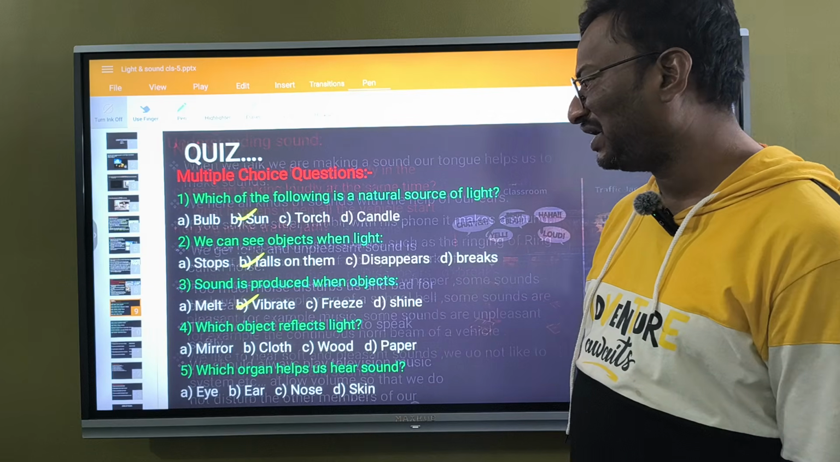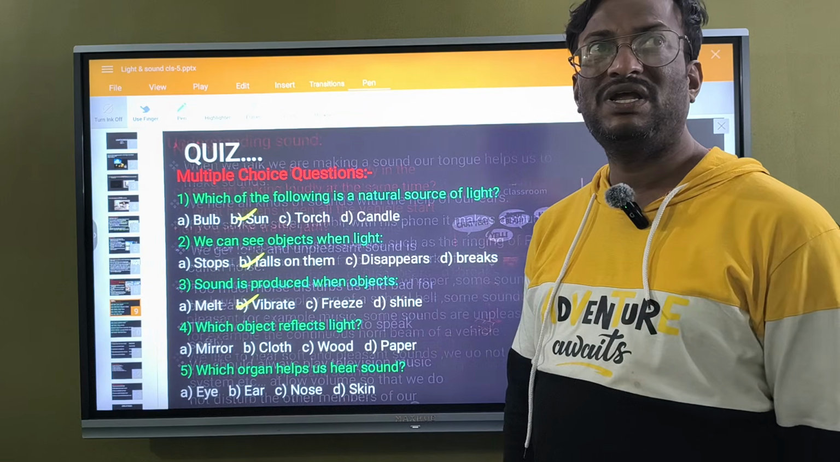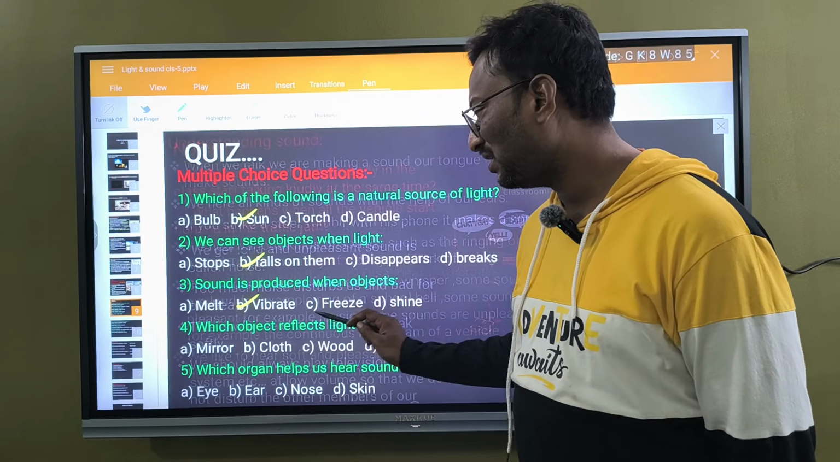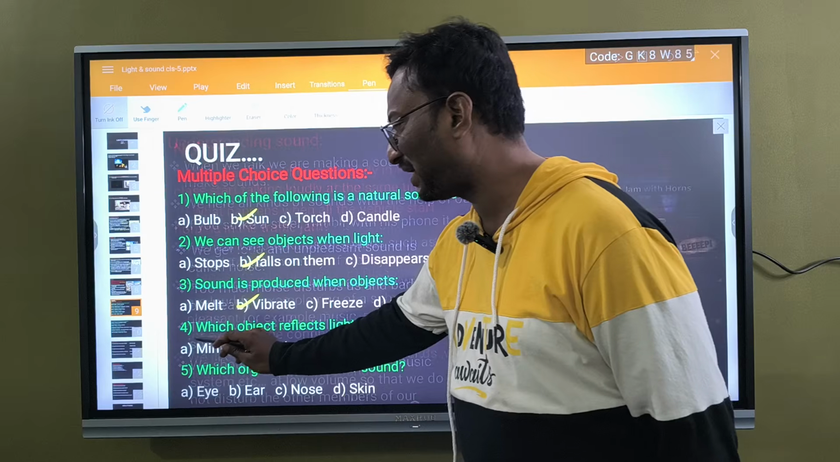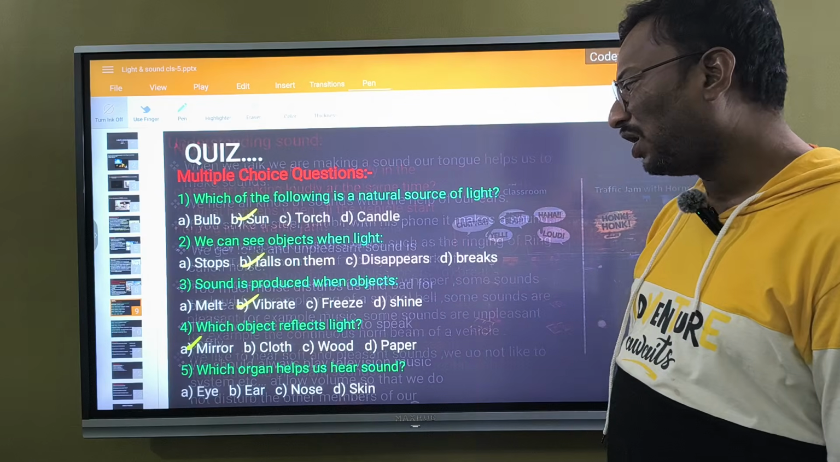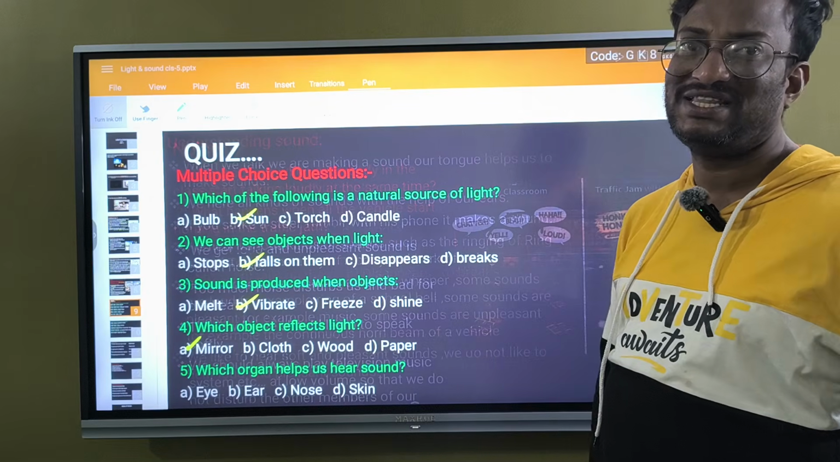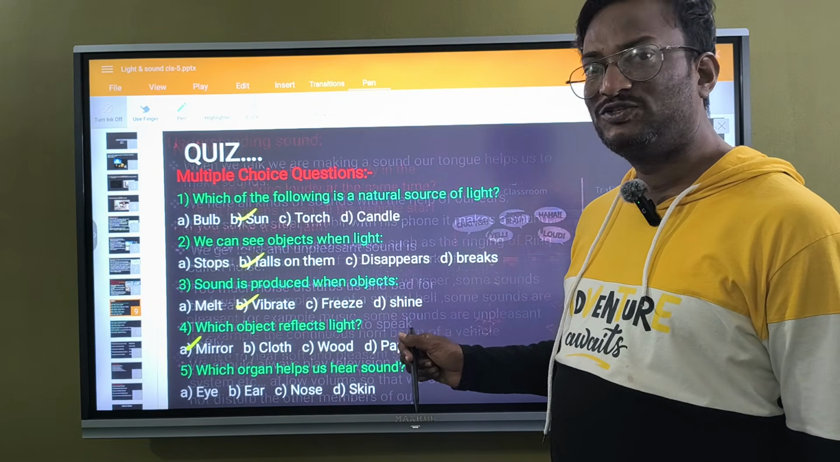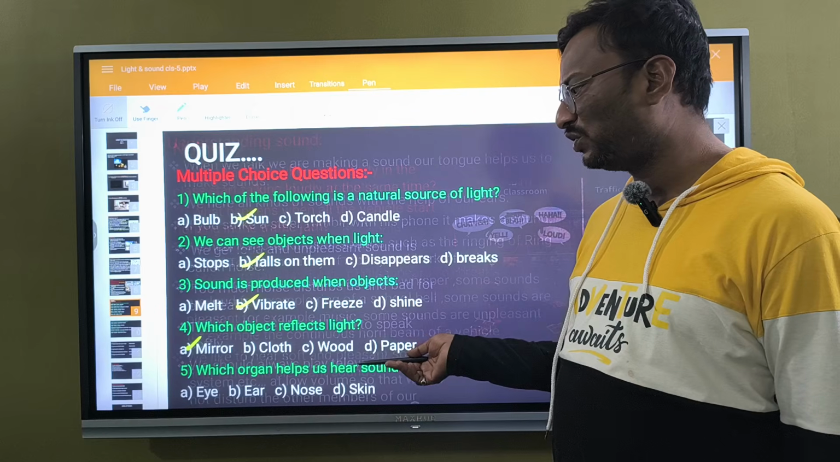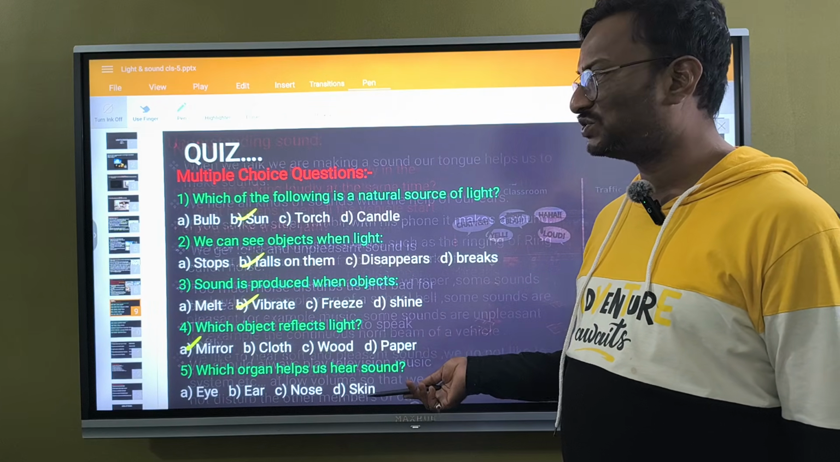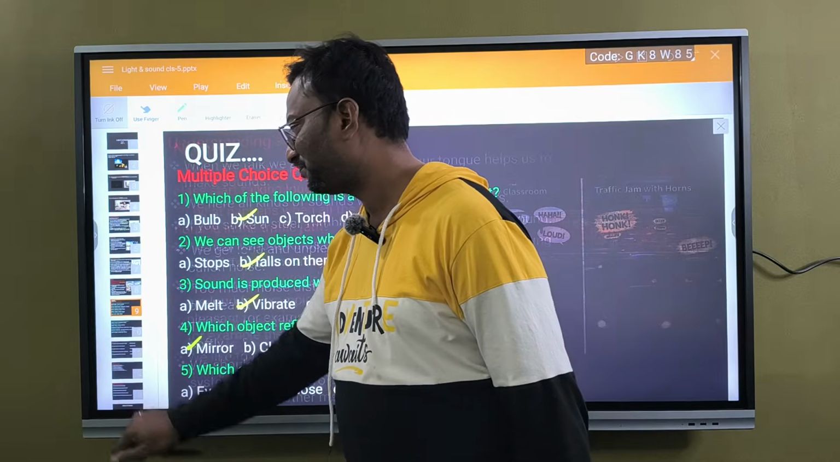Which object will reflect light? Mirror, cloth, wood and paper. It is mirror. Which organ helps us to hear? We all know. You try to answer this in the comment box. Through which organ are we going to hear? Eye, ear, nose, skin. I am not going to answer this question. You try to answer, please.